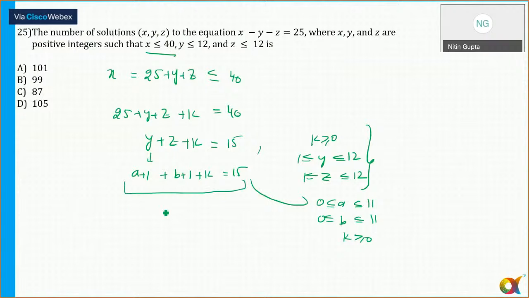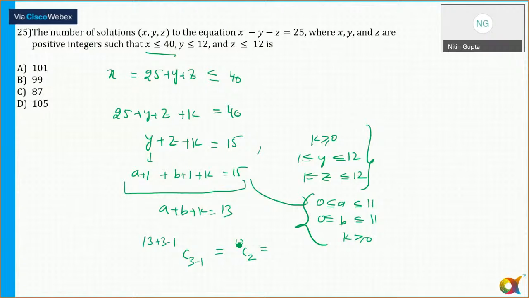So now if I solve this, I'll get the equation a plus b plus k equal to 13 under this condition. And if there is no upper limit, can you tell me the total number of non-negative integral solutions? That is 13 plus 3 minus 1 C 3 minus 1. That is n plus r minus 1 C r minus 1. 13 plus 3 is 16, minus 1, that is equal to 15C2. And 15C2 comes out to be how much? Please tell me.